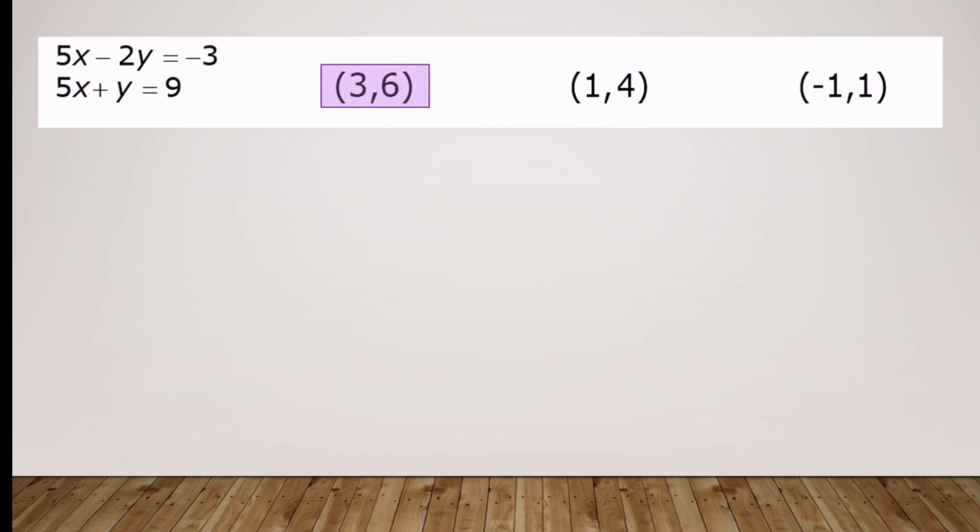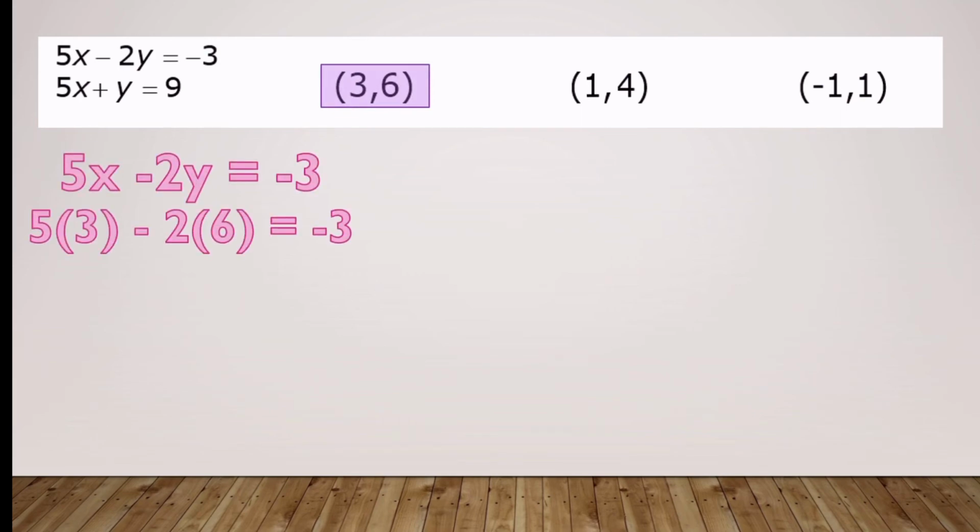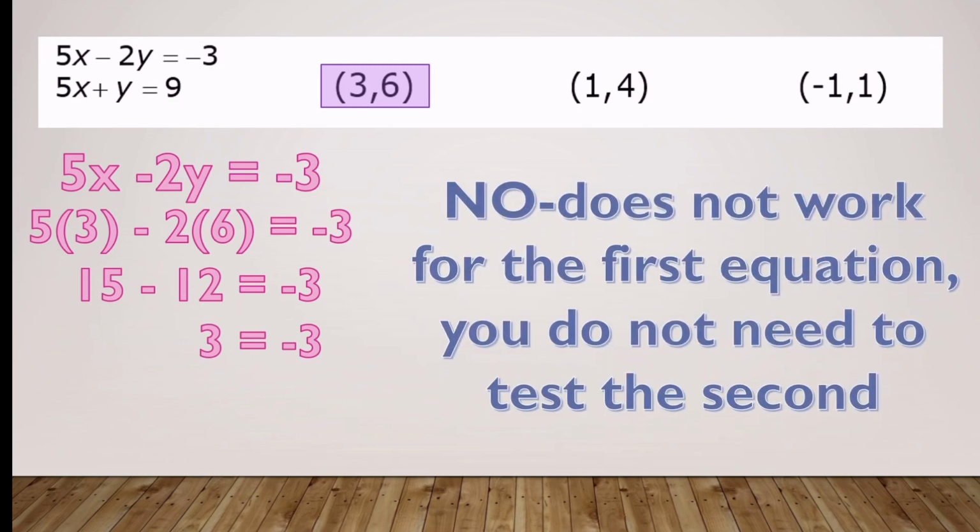So we started with 3, 6. I'm going to replace 3 with x and 6 with y. I'm going to do the math. 5 times 3 is 15. 2 times 6 is 12. 15 minus 12 is 3. 3 does not equal negative 3. So it's not going to be a solution. Since it does not work for the first equation, you do not need to test it for the second. It did not work.